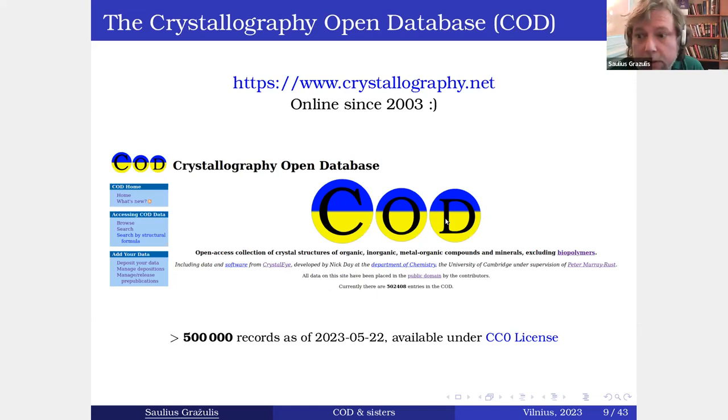So meet the Crystallography Open Database. It is available online under the URL mentioned above, and if you download the slides, all URLs and all citations should be clickable here. It hosts inorganic, metal-organic, and small organic molecule crystal data in machine-readable form. The license is CC0, and as of the current date, we have slightly over 500,000 records. This doesn't mean unique structures. There are some legitimate and accidental, very few accidental, duplicates in there, but the number of records is this.